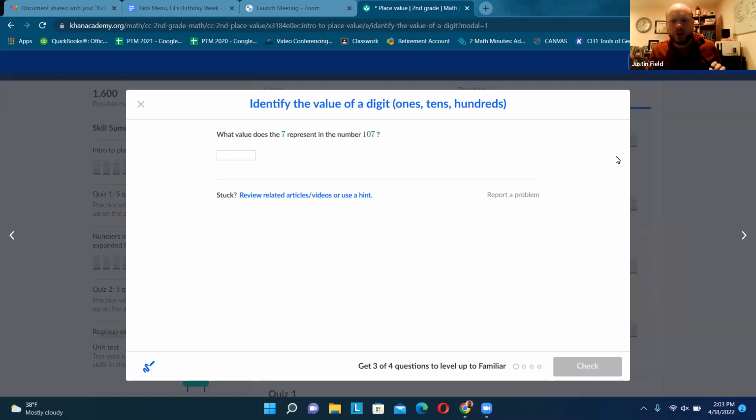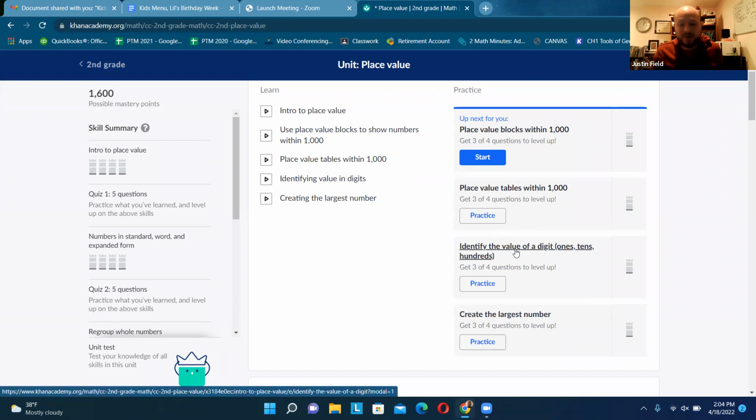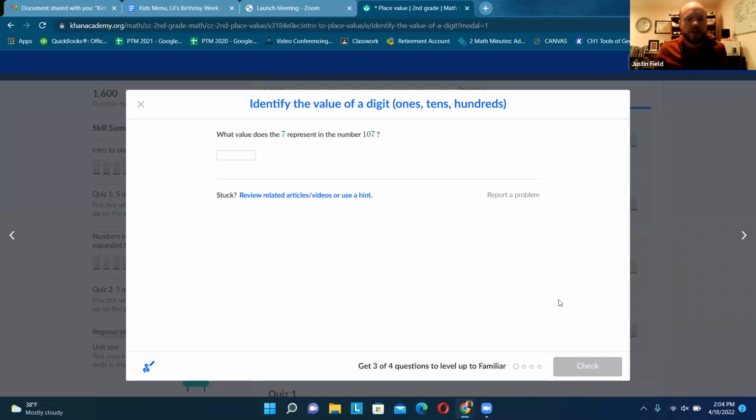All right. So in our first video, if I could just go back, we talked about place value blocks, right? So now what we're going to do is look at identifying the value of a digit. What is a digit? A digit is the numbers that we're used to, 1, 2, 3. But when you put this digit, like this question says, what value does the 7 represent in the number 107?